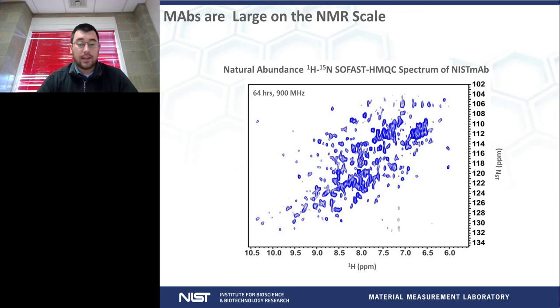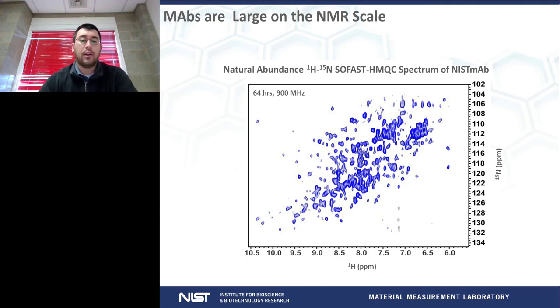Conversely, nitrogen-15 in this case exists at a less than 1% natural abundance, which means that for every 100 nitrogen atoms that are in the protein, we are only seeing about 0.5 of them, or actually, 0.37. So that makes it much less sensitive than some of the other techniques out there.